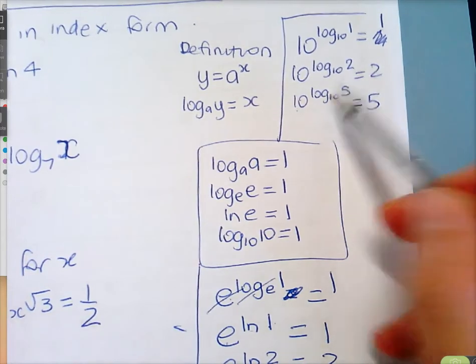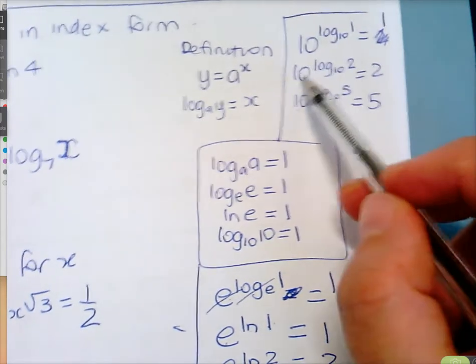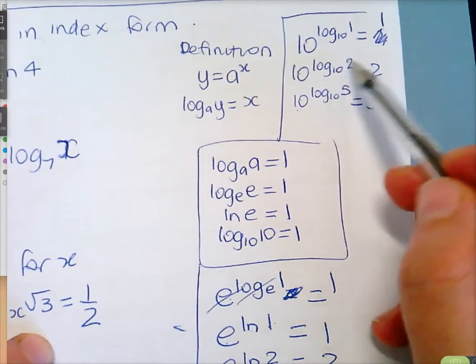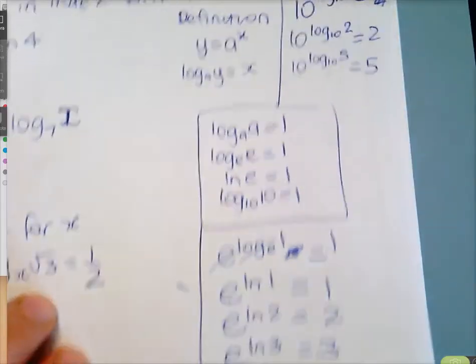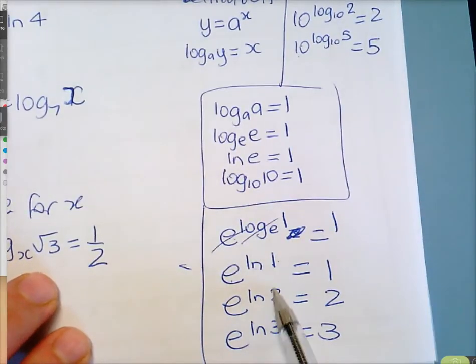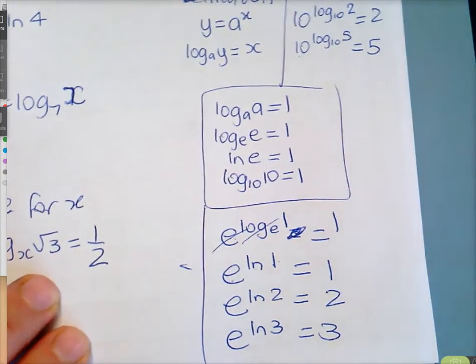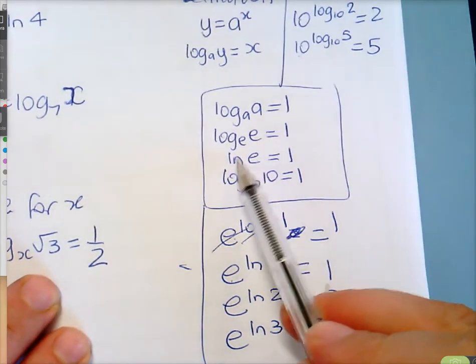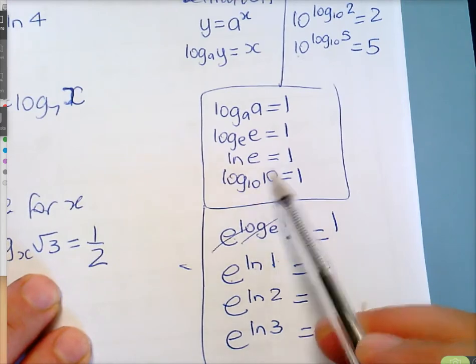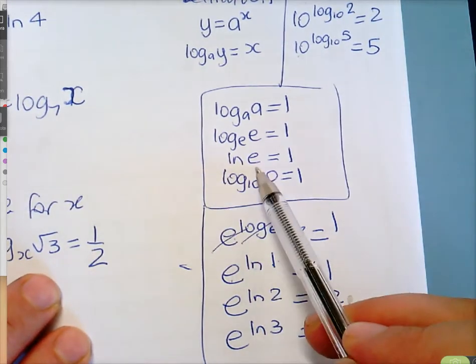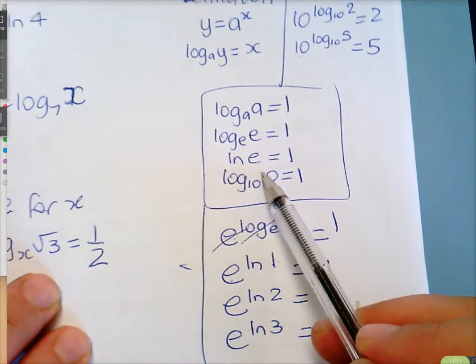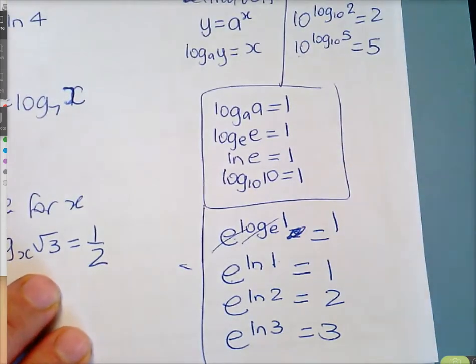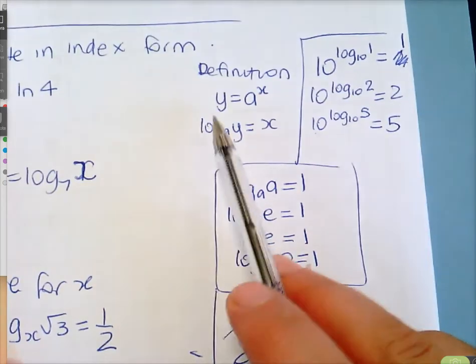So girls, 10 and log 10 cancel. That's what I want you to remember. 10 and log 10 cancel. e and ln cancel. Whether you do ln or log to the base 10 of 10, or 10 to the power of log 10, they cancel. So, are you okay with that? Yes.